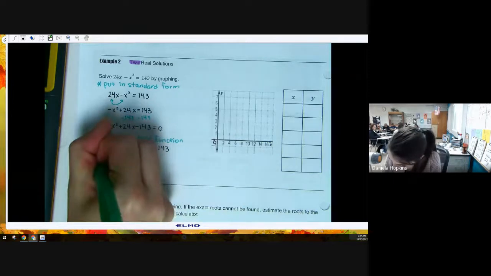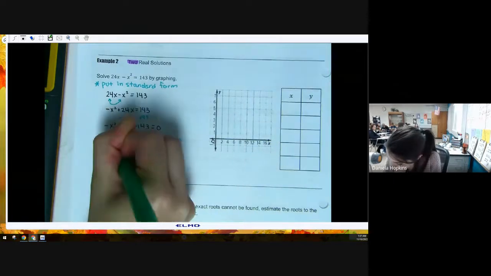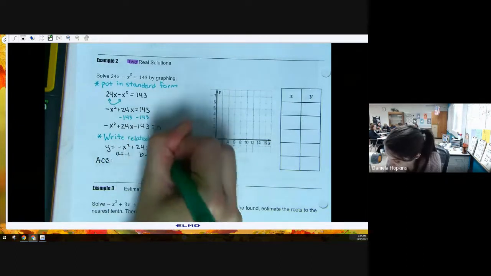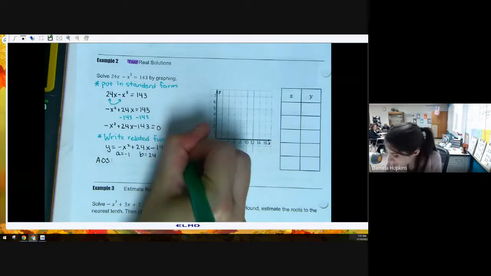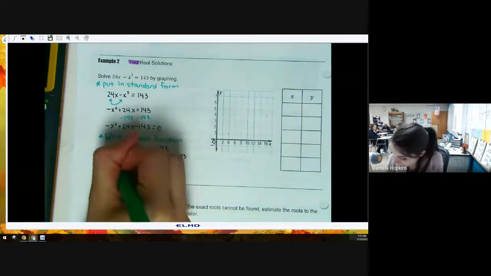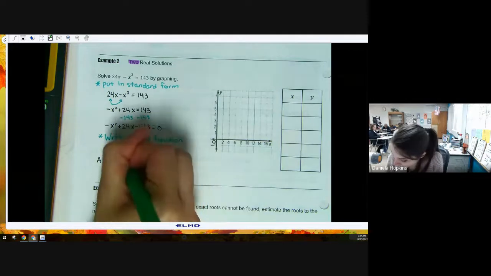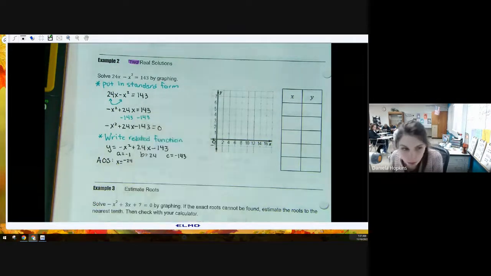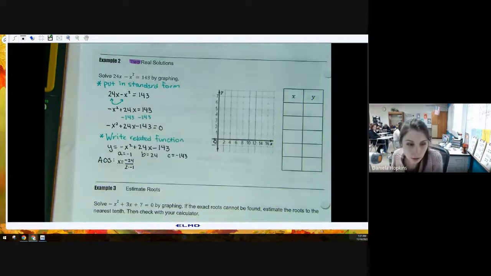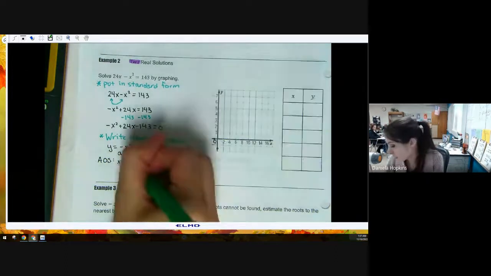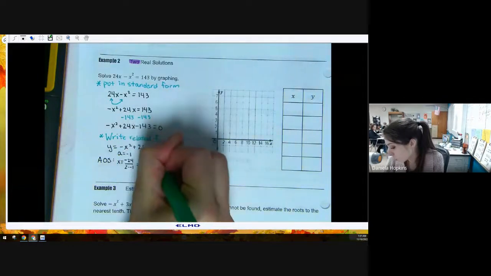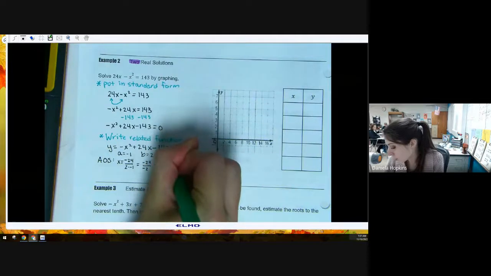So I'm going to center at the axis of symmetry. My A here is -1. My B is 24. I don't need my C, but it's negative 143. So my axis of symmetry would be at x equals negative 24, opposite of B, over 2 times my A, which is -1. So negative 24 divided by -2. So my axis of symmetry is at x equals positive 12.